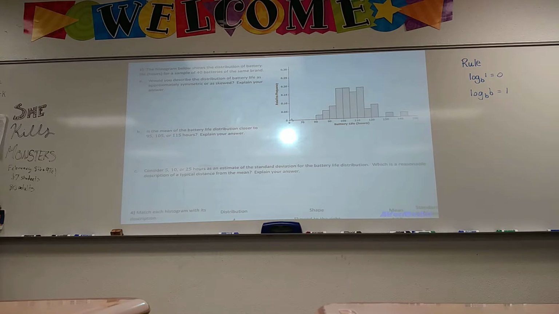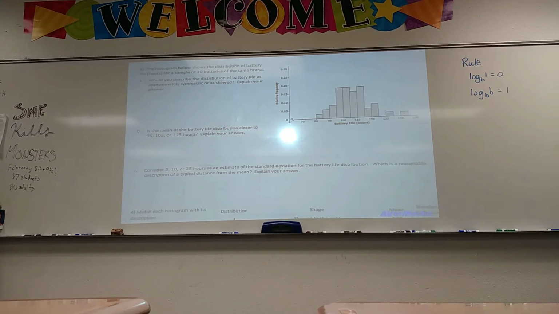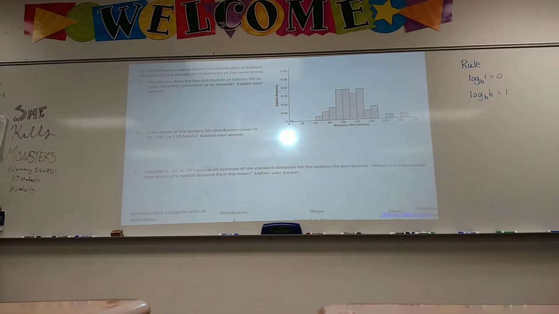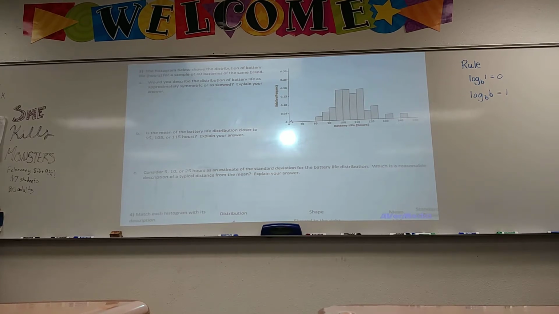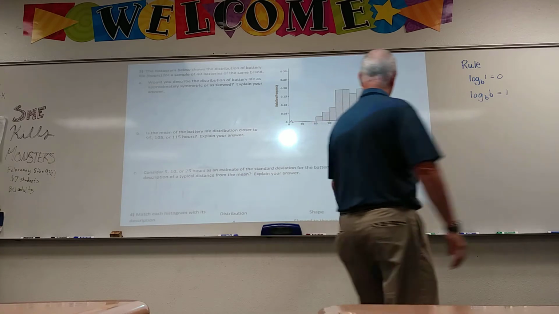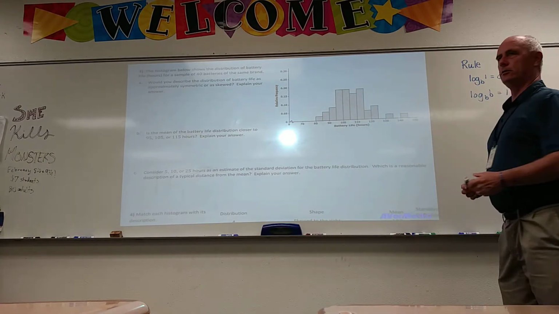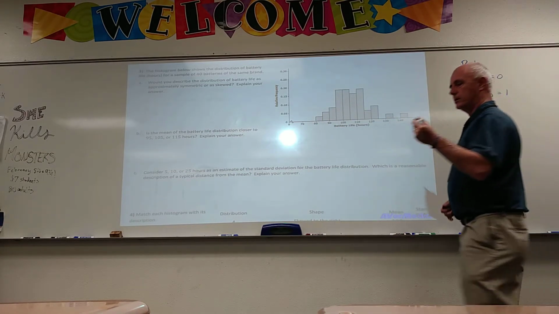Would you describe this distribution as approximately symmetric or skewed? See, this is good because this is like a real life thing. They don't give you like a perfect thing and say, what is this? Because that's obvious. But here you can look at it and it makes you think a little bit. So what I would do here is I would draw a curve.